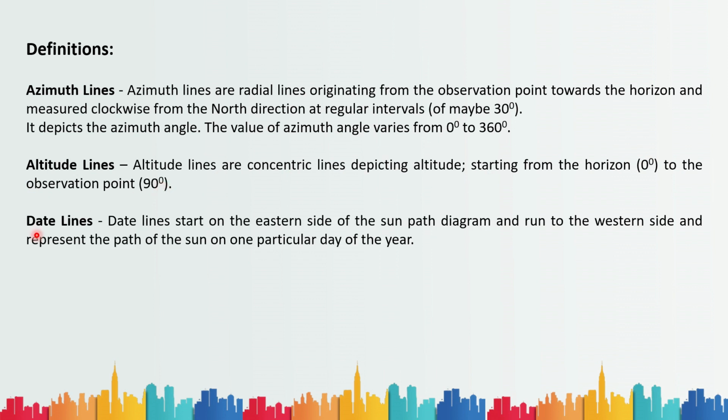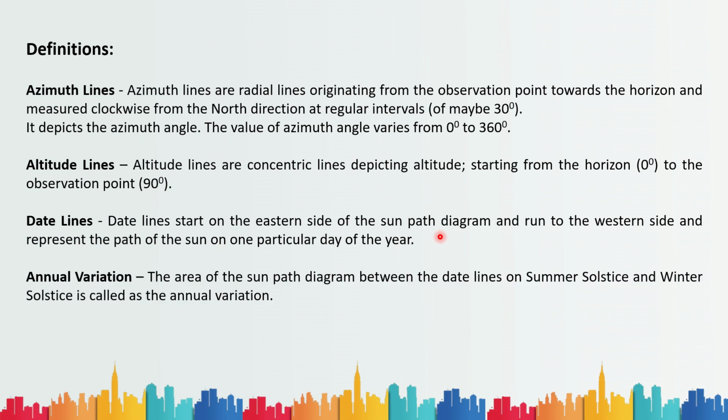You're already knowing this. Then date lines. Date lines start on the eastern side of the sun path diagram and run to the western side and represent the path of the sun on one particular day of the year. And similarly, if you draw the sun path for all the days, it automatically becomes the sun path diagram. Then annual variation, the area of the sun path diagram between the date lines on summer solstice and winter solstice. On summer solstice you are going to have one date line, on winter solstice you are going to have another date line, and the area in between that is going to be called the annual variation.